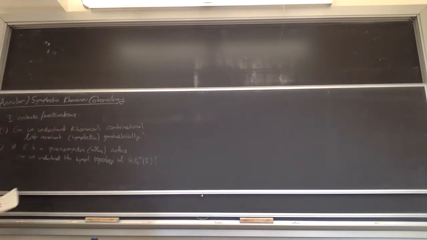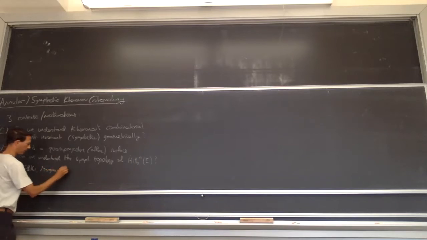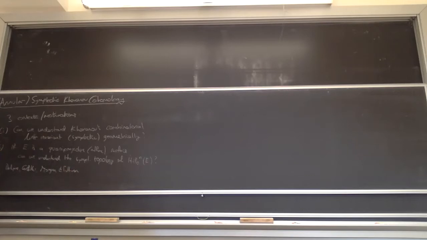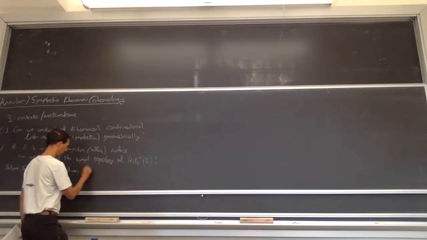And then the third broad setting starts from a classical result in Kähler geometry. So Deligne, Griffiths, Morgan, and Sullivan proved classically that the cochains on a Kähler manifold are formal over the reals.